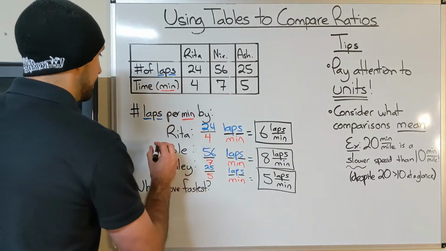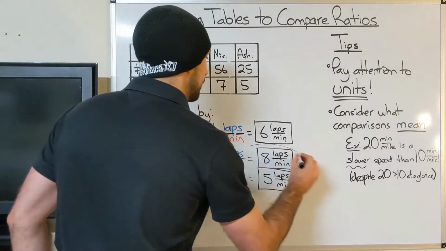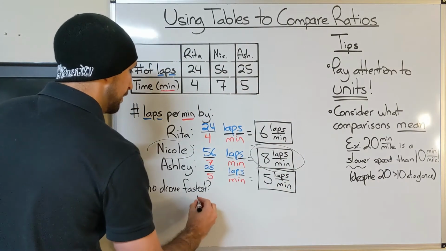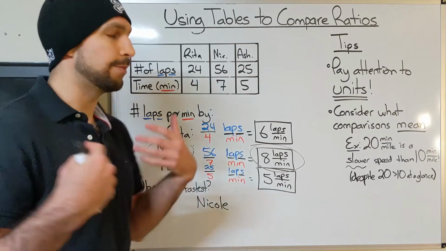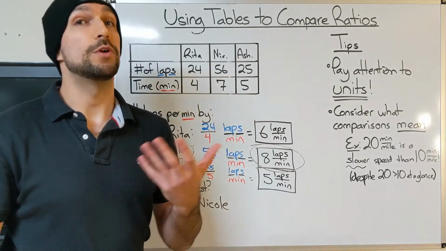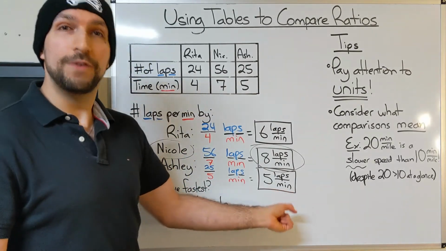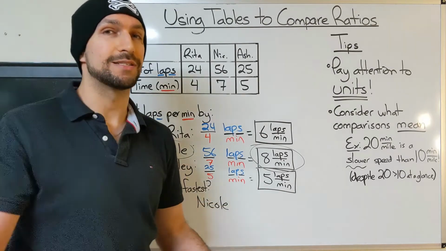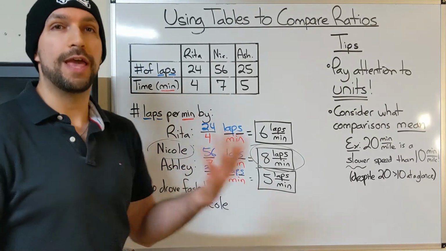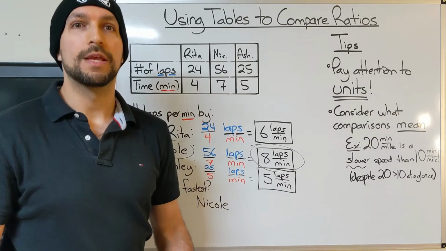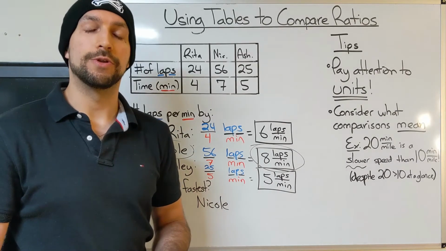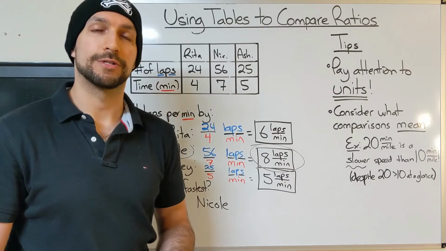So here, Nicole drove the fastest, as she has the highest number of laps per minute. If it was minutes per lap, we would want fewer minutes it took to go each lap. So Ashley would have been the fastest if this unit was backwards, minutes per lap. So be careful and pay attention to your units. It's going to be a clue as to how your answer works out.